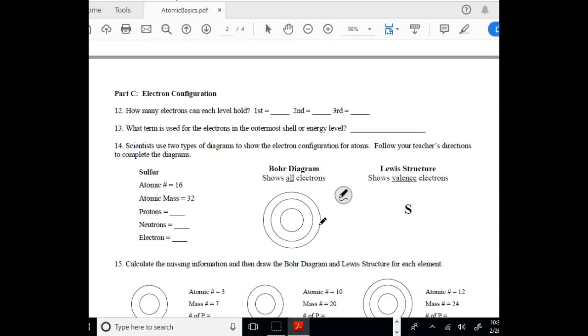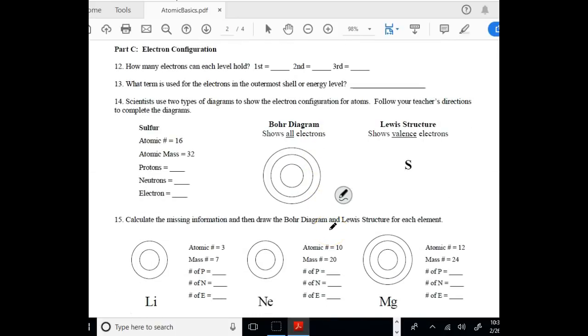The second part deals with how to draw what's called your Bohr models. The first thing you have to understand is how many electrons each shell can hold. They can only hold 2 in the first shell, 8 in the second shell, and 18 in the third shell. So here's your answer for number 12. Number 13 should be in your notes. We covered this yesterday, so look it up.